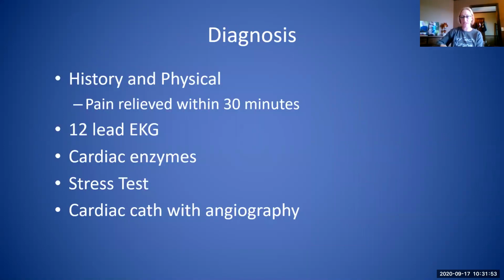So when we're diagnosing, in an H&P, knowing when the pain has been relieved at all. If it's relieved within 30 minutes, it's usually unstable angina. If it's less than 15 minutes, it's going to be stable. Does the EKG show any ST segment elevation? If there's no ST segment elevation, then they are not having a STEMI or ST elevated MI. Cardiac enzymes, our troponin is going to be our big one. Our troponin is like our gold standard for diagnosing an MI.